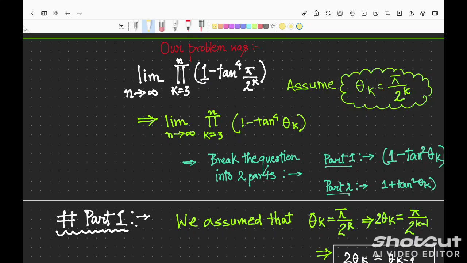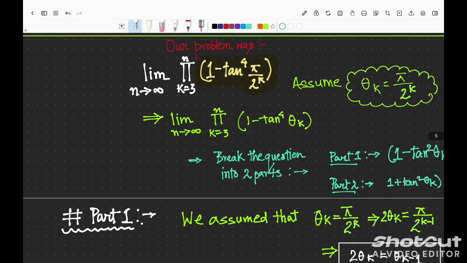So as you can see, I have just written the problem. It's nothing pretty big. It's just writing the problem again so that we are familiar with it. So this was the problem, right? That is the product of k equal to 3 to n of 1 minus tan to the power 4 of pi by 2 to the power k. So what I have done at first is I have assumed a variable theta k, which is equal to pi by 2 to the power k.